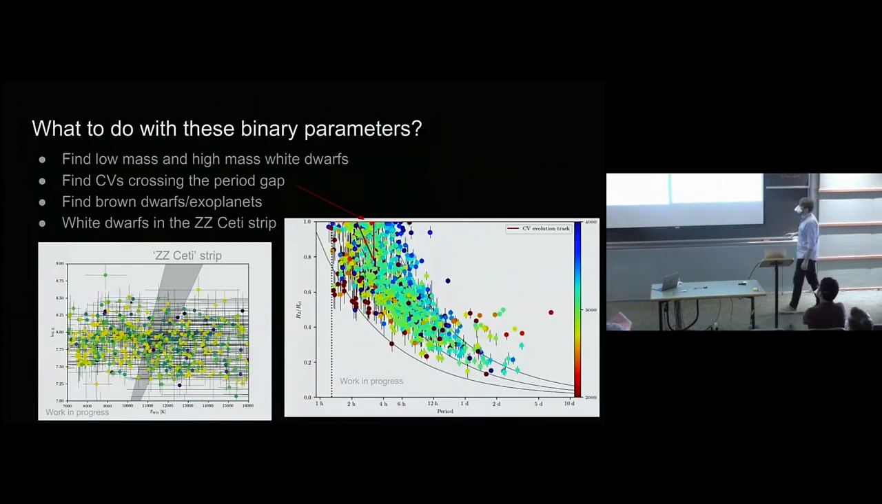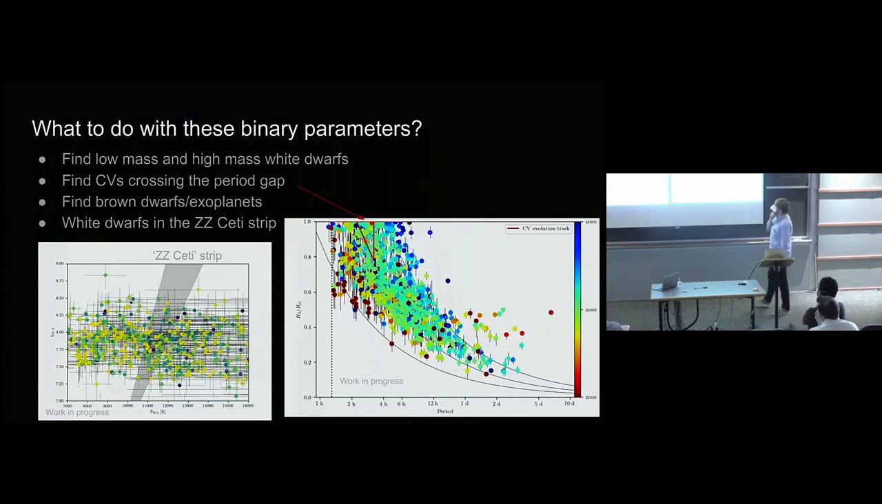I'm still doing the quality assurance here, but there are some interesting things you can think of doing, basically looking at the white dwarf temperature versus log g here. You can find white dwarfs in binaries, white dwarfs in the ZZ Ceti strip, which are in these eclipsing binaries. And of course, it would be very useful to find a pulsating white dwarf in a binary, because you can use both methods to measure the white dwarf's properties.